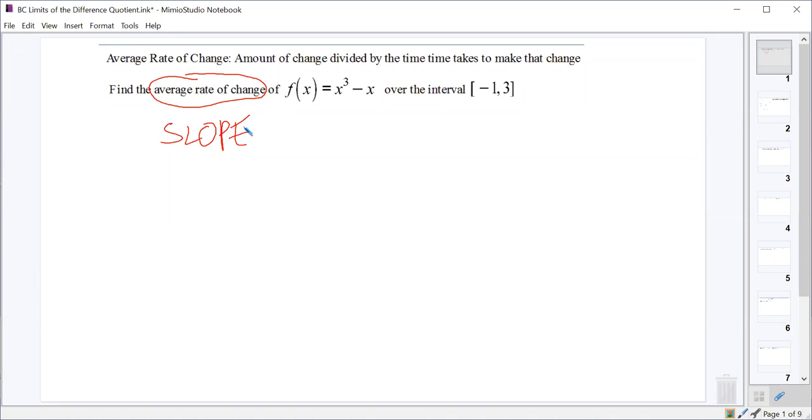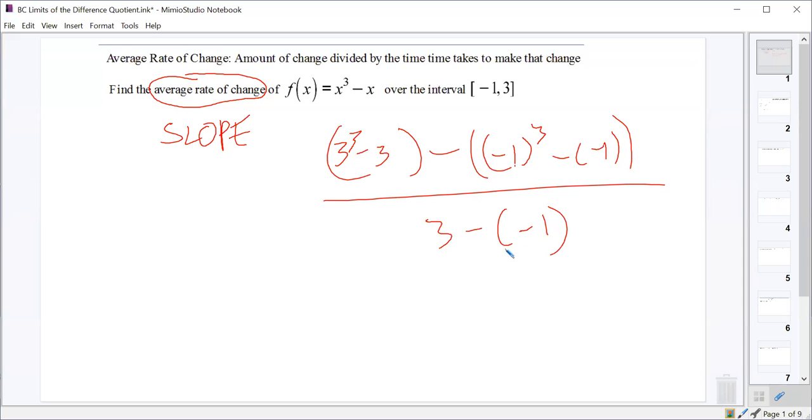So if I want the slope between -1 and 3 of this, what do we end up doing? Plug in 3, right? 3 cubed minus 3 minus -1 cubed minus -1 all over 3 minus -1. And what do we get? 24 minus, what is that? -1 plus 1? 24 minus 0 over 4. We get 6. Right? Average rate of change is just the slope.